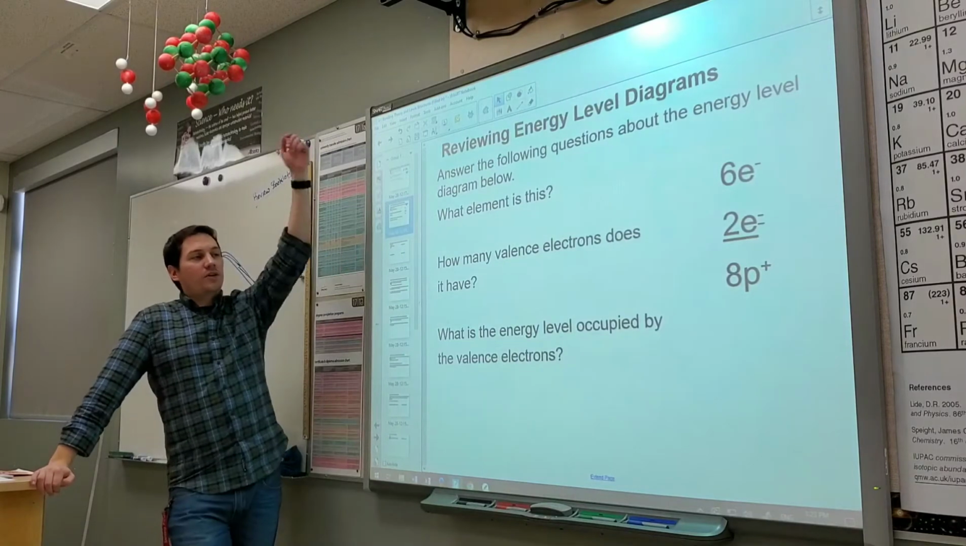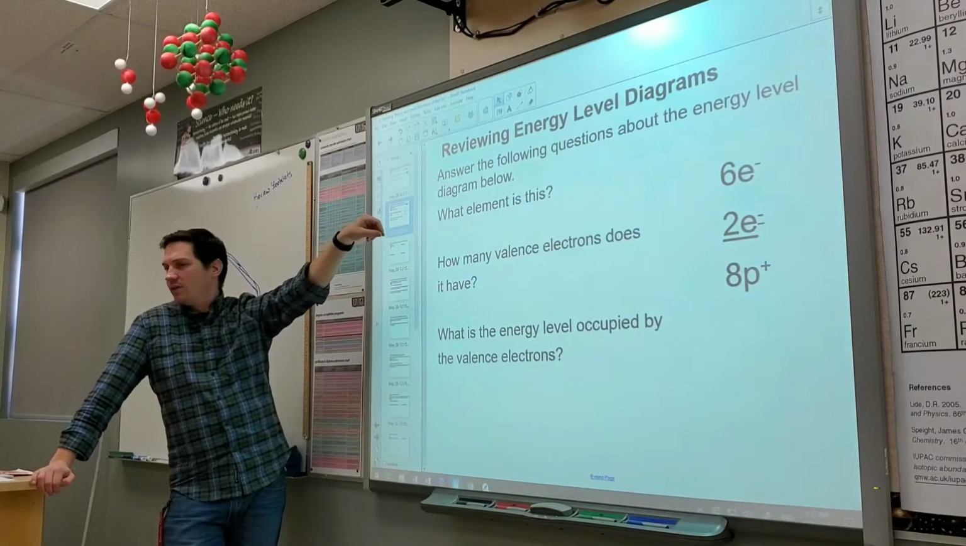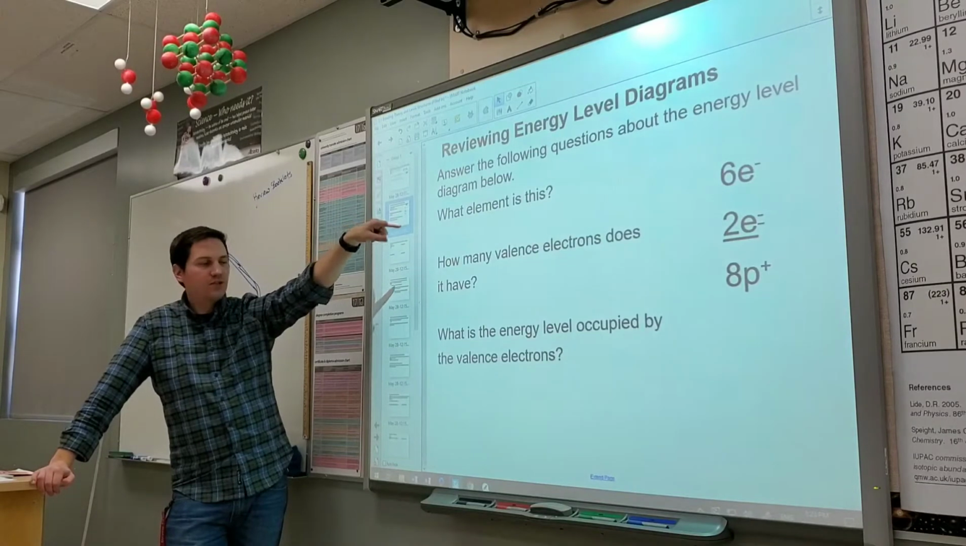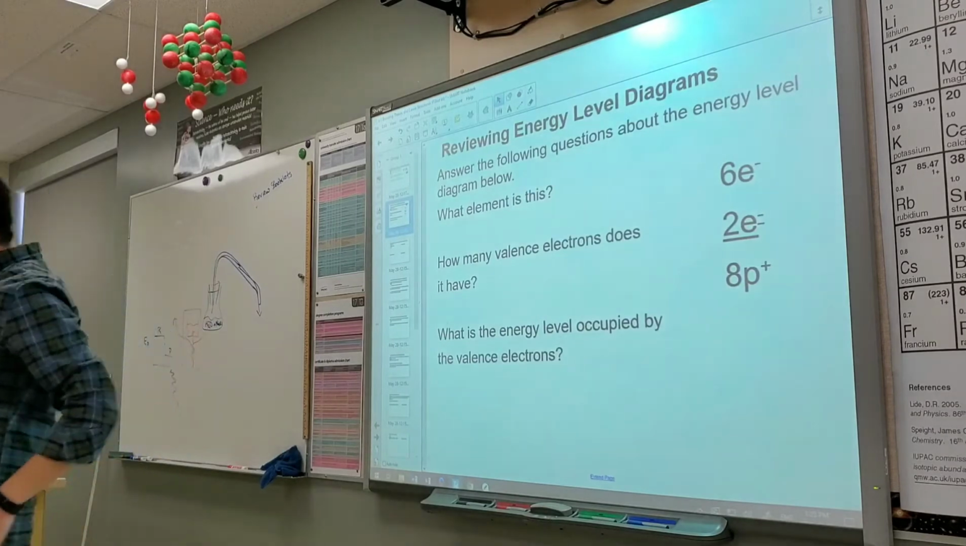So answer the following questions about the energy level diagram below. I just want to talk about this because we did review this in the beginning of the semester. Go ahead and answer these 3 questions. Talk to your friends if you need to.